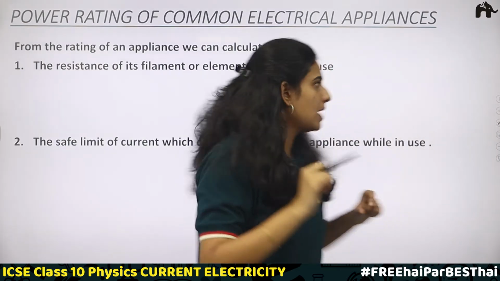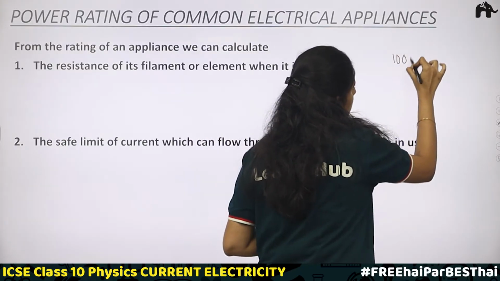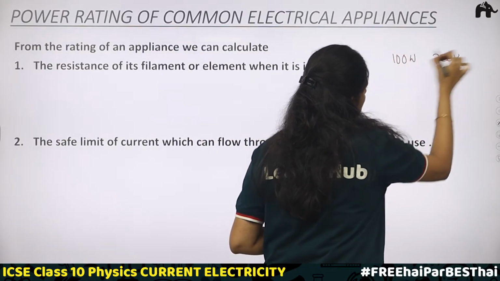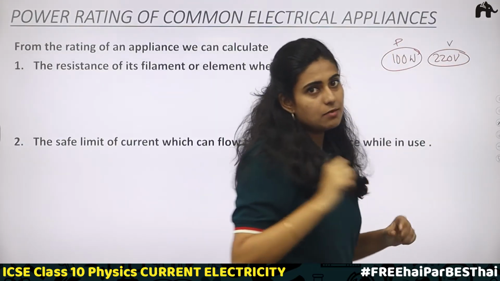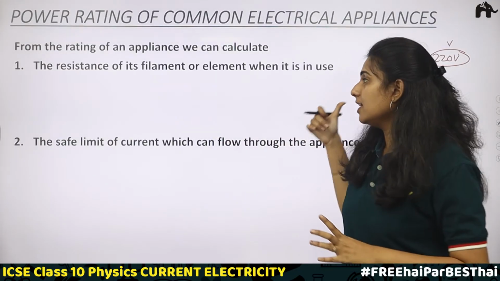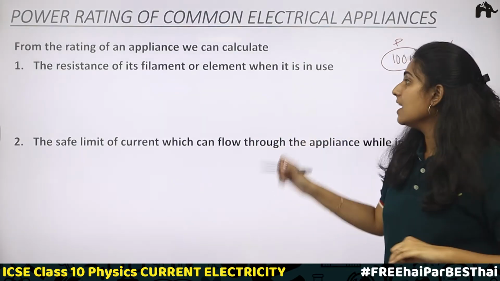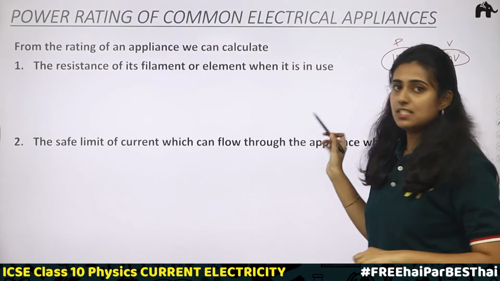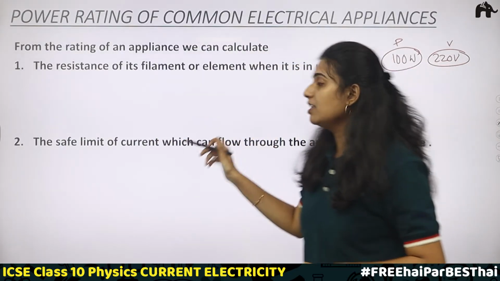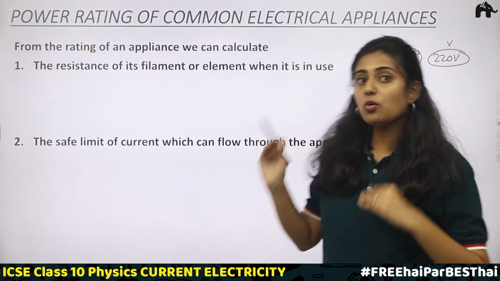Power rating of common electrical appliances. When you take a bulb, on the cover of the bulb you will be given 100 watt, 220 volt. This is the power rating, and this is the voltage rating of that particular appliance. When the power rating and voltage rating are known, you can calculate two important things. The first is the resistance of its filament or element when it is in use, and the second is the safe limit of current which can flow through the appliance while in use. Let's see how to calculate this.